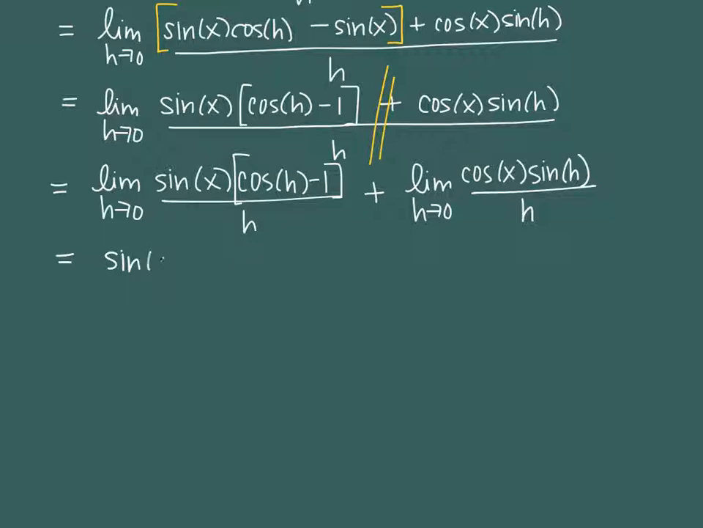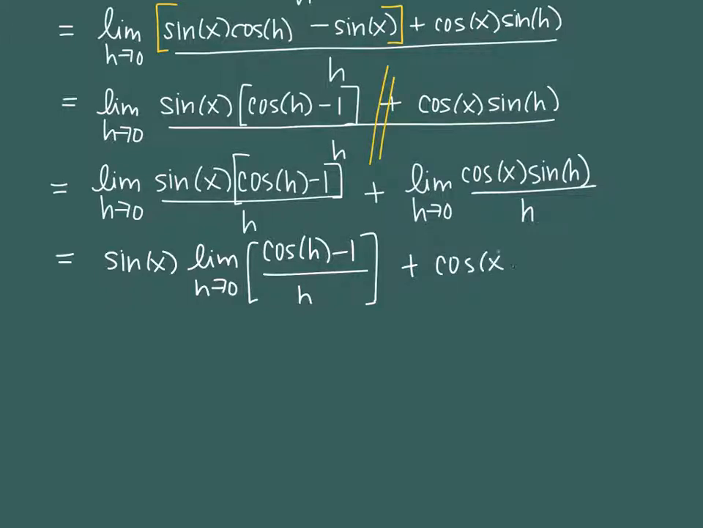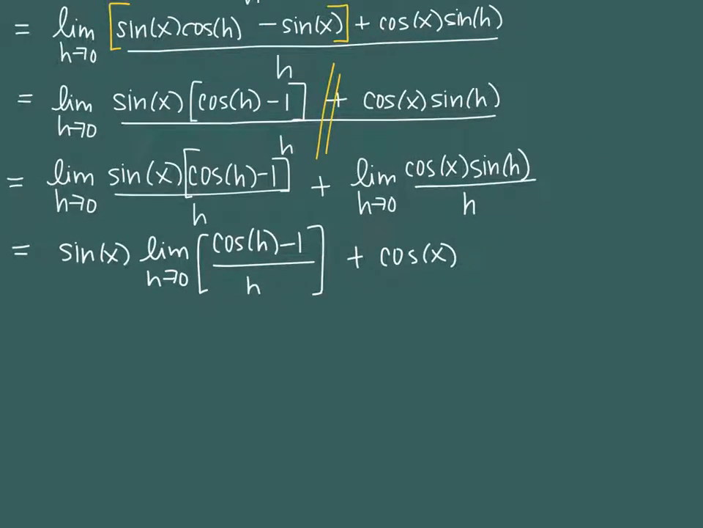So the sine of x has nothing to do with this limit because it doesn't have an h in it. I only need to have the stuff that had h in it. So I'll have cosine of h minus 1 over h. And in the other half of the problem, the part that is the constant is the cosine of x. And I'll pull that out in front of the remaining limit. So I'll be left with the sine of h over h.